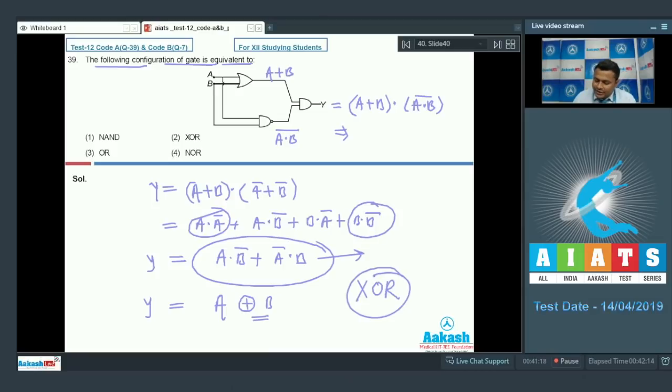Therefore the XOR gate will be our answer. We'll go with option number 2 only. Now move on to the next.